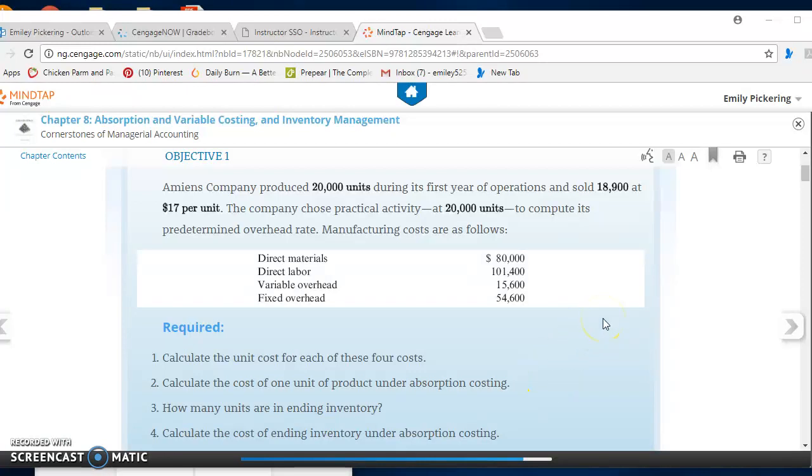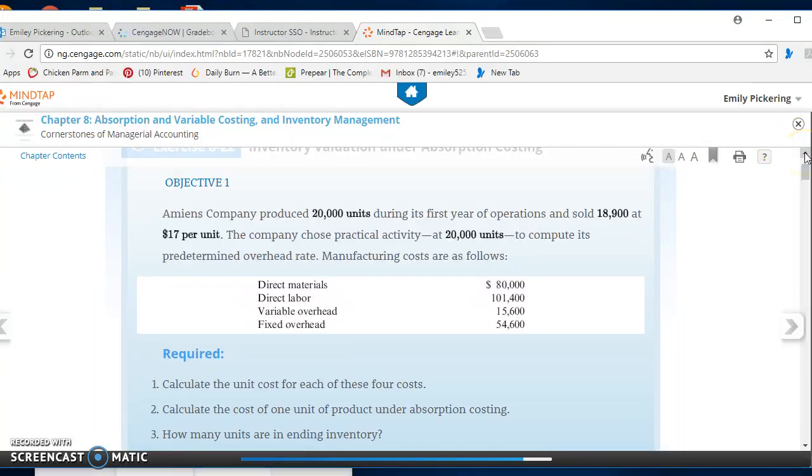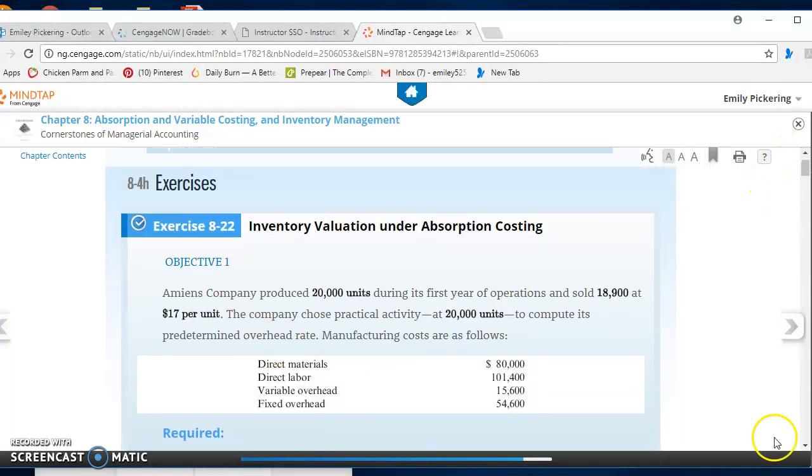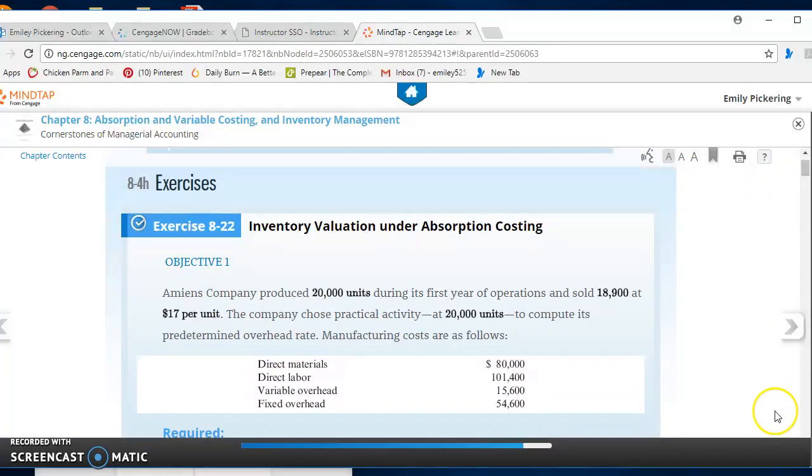Okay, so let's do chapter 8. I'm going to do some of the questions from chapter 8. And again, we're just getting some of the unit costs to figure out what the total is going to be under absorption costing. So this problem is exercise 8-22.